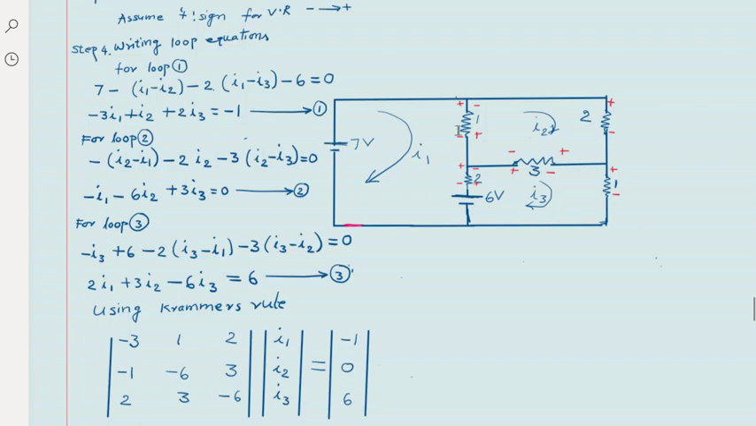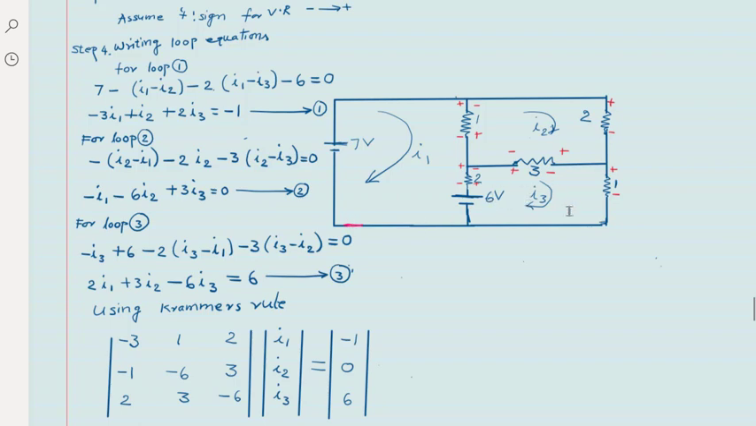So this is over, this is also over, this is also over, so there is no source, so we simply put equal to 0, and then you simplify this equation further, then we get minus I1 minus 6I2 plus 3I3 is equal to 0. This we call as the loop 2 equation.